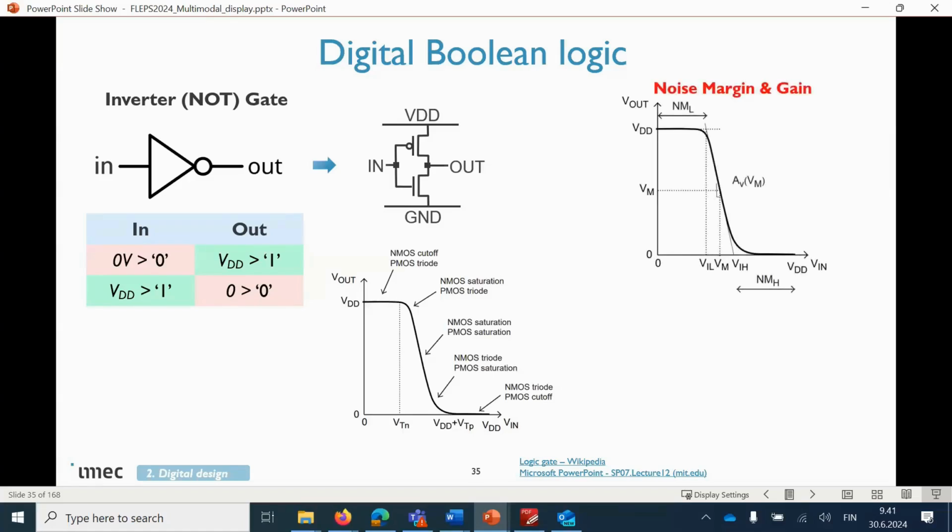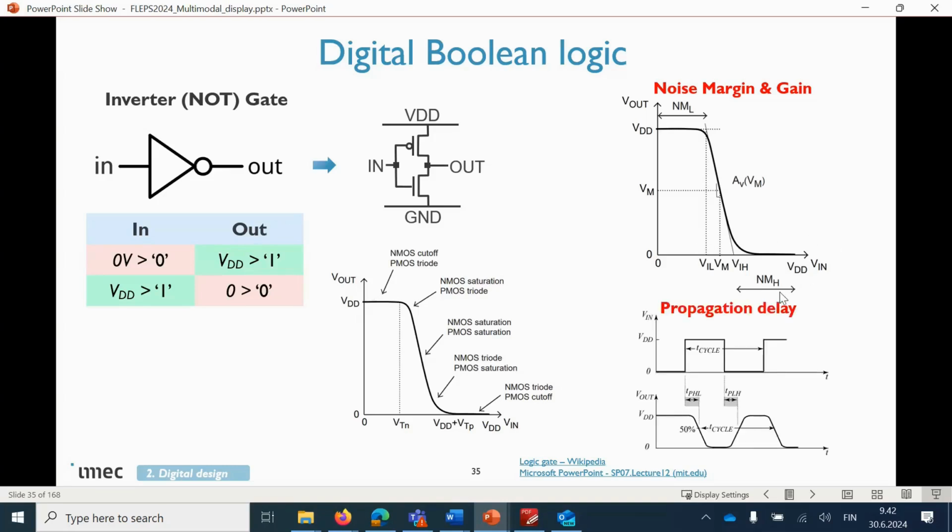And what are the important parameters? How do we quantify the performance of this block? The first two are what we call noise margin and gain. Noise margin is the amount of voltage where the gate is stable at the output when it's high or when it's low. So the higher this is, the more stable the inverter is. And the second one is the gain. The gain is the slope of the transition here from high to low. And the sharper this is, the better, because then you have better noise margin.